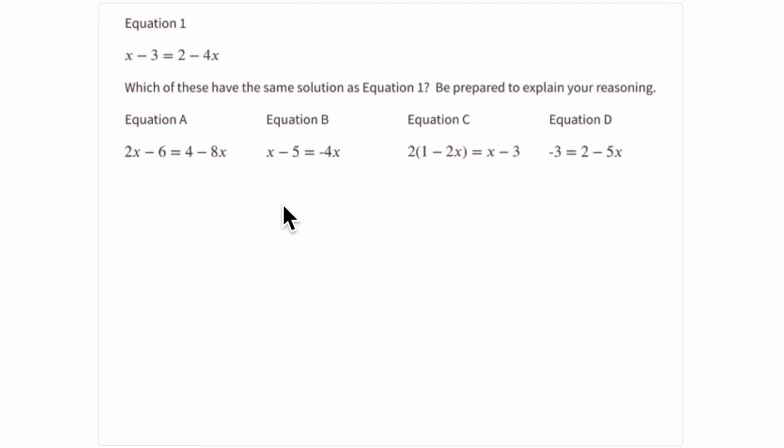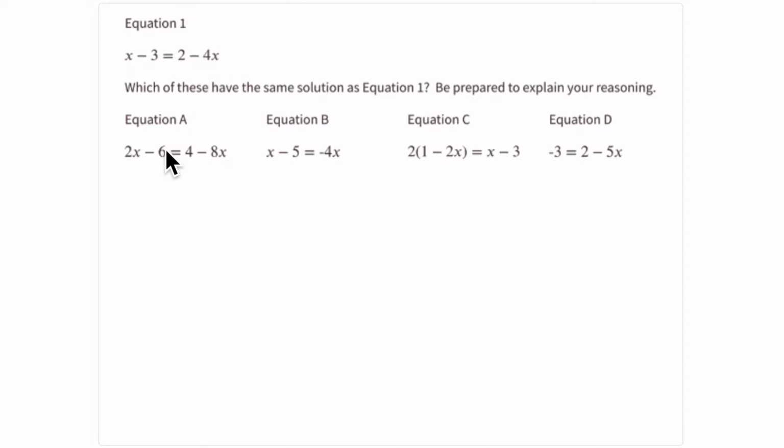One way to do this is to solve this equation for the value of x. And if you do that, you're going to find out that x equals 1. It's not that hard to see. This is adding a negative 3, so if you add a positive 3, this becomes 5. This is adding a negative 4x, so if you add a positive 4x, this becomes 5x. So you get 5x equals 5, x equals 1. So that's not too bad.